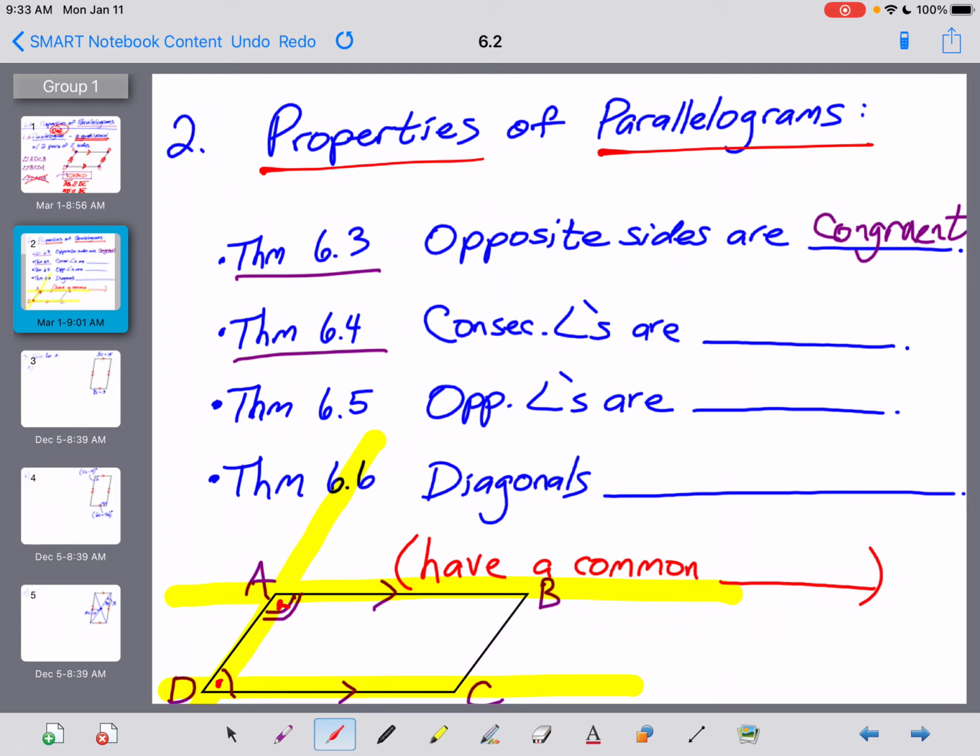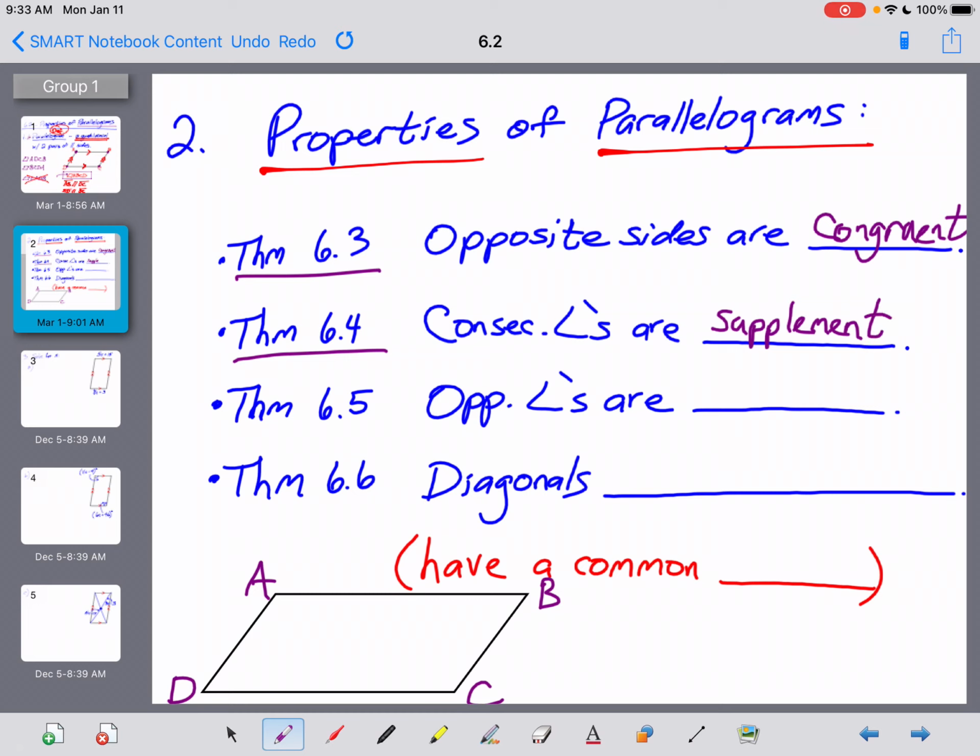And one of the theorems we learned early in chapter 3 said that when parallel lines are cut by a transversal, consecutive interior angles are supplementary. So that is what we know here from theorem 6.4. Consecutive interior angles are supplementary.